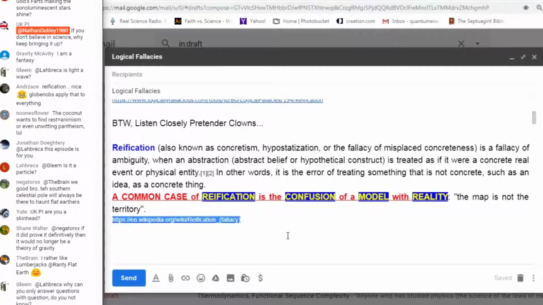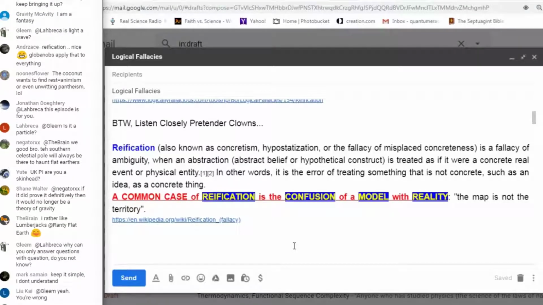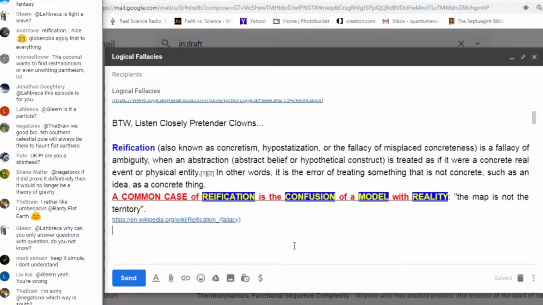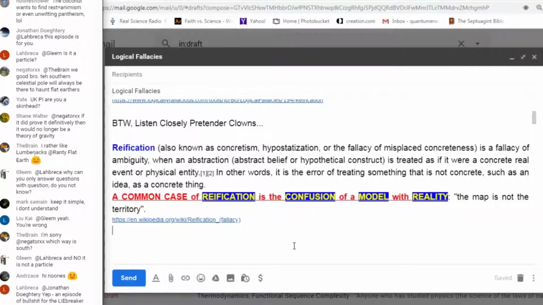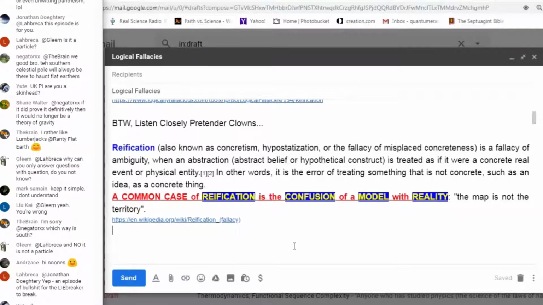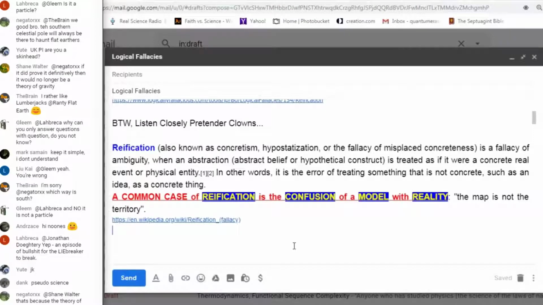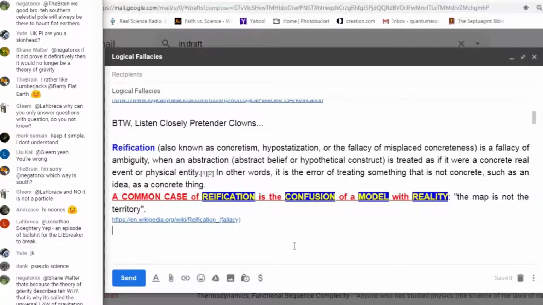Wiki. I love it. Yeah, I nearly spat my cornflakes out when you sent me this. So I read it, and obviously I was like, okay. And then I saw the link, but I didn't put two and two together, that these are literally the words of Wiki. A common case of reification is the confusion of a model with reality. Quote: "The map is not the territory."